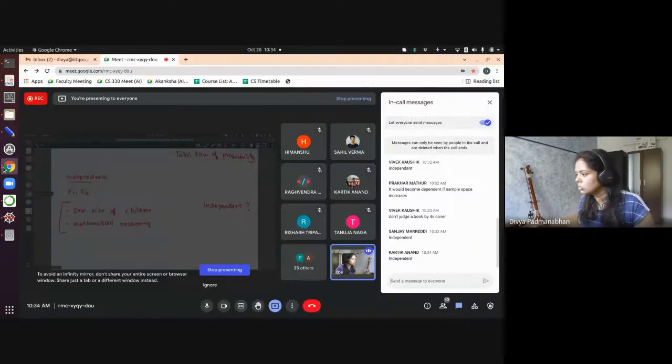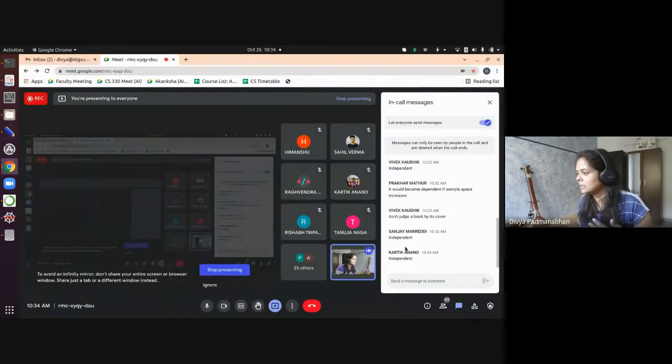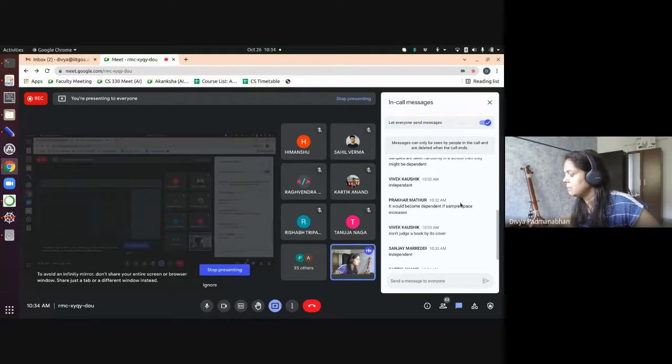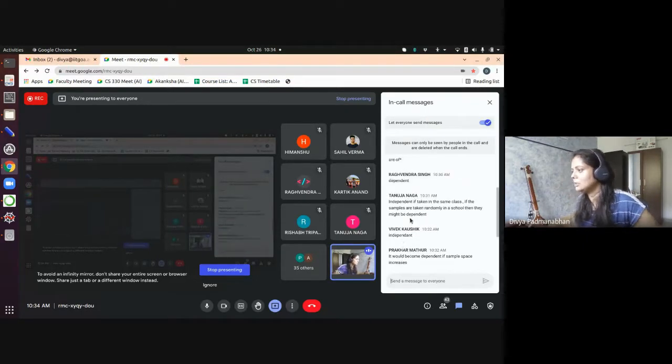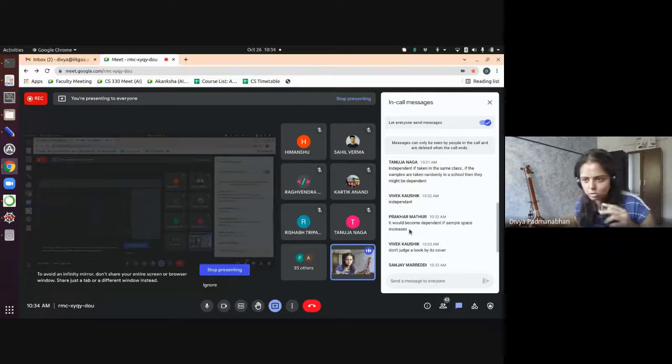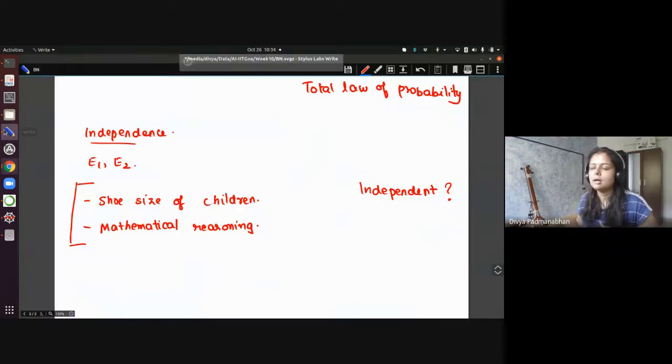Okay. So Karthik Anand said independent, Sanjay said independent, Vivek Kaushik is becoming philosophical: don't judge a book by its cover. It would become dependent if the sample size increases. Okay. So there's a mixed set of opinions here. So let's just get down to it. Yes, it's true, when you just look at it, it seems independent.